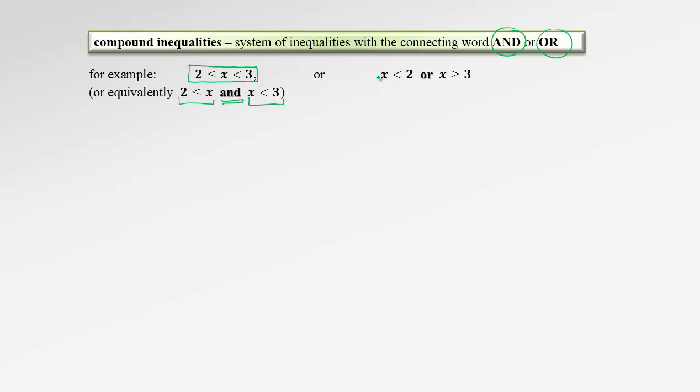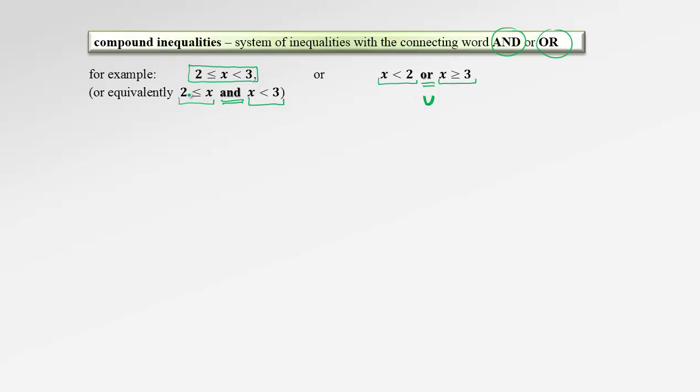We may indicate two inequalities but connect them with the word or. To solve this system of inequalities, first we're supposed to find the solution set for the first inequality, possibly graph it, then find the solution set for the second inequality, graph it, and then or represents the union of the two solutions. So the final answer will be the union of these two solutions.